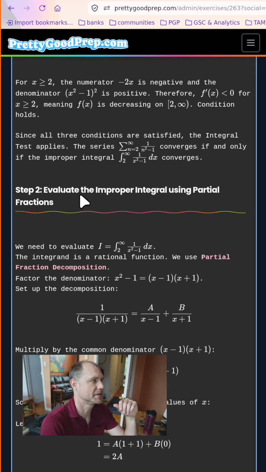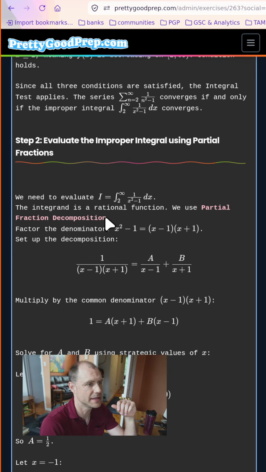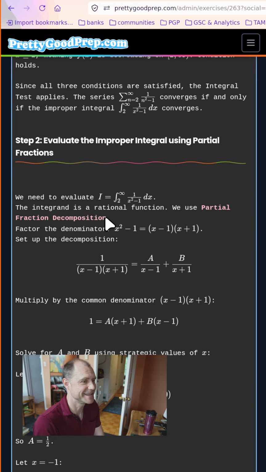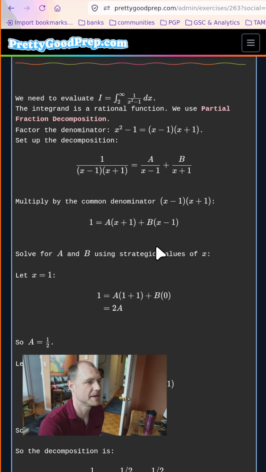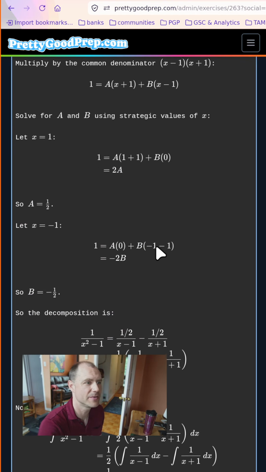Okay, the next step is to evaluate the improper integral using partial fractions. Right, okay, so we got to remember how to use partial fractions. Definitely on an integral calc exam, you definitely have to know how to use partial fractions. That's one of your 4 methods for integrating. So here's our fraction, and then we want to split it up into A over this and B over this. And then we have to do a little bit of math to find out what is our A value going to be and what is our B value going to be.